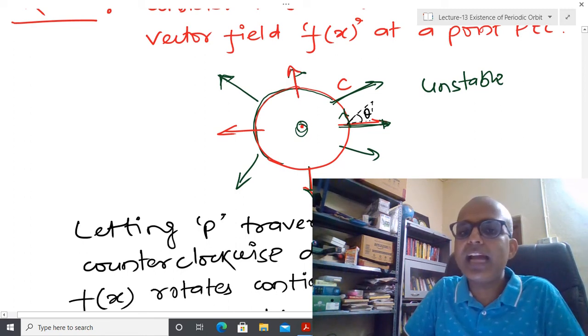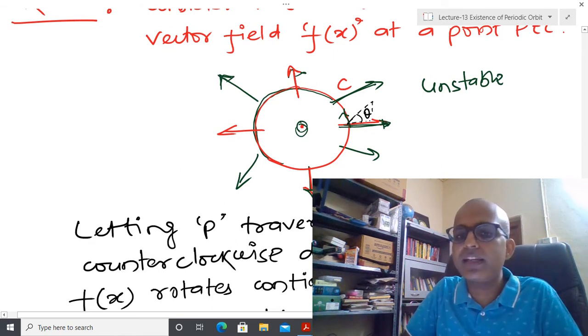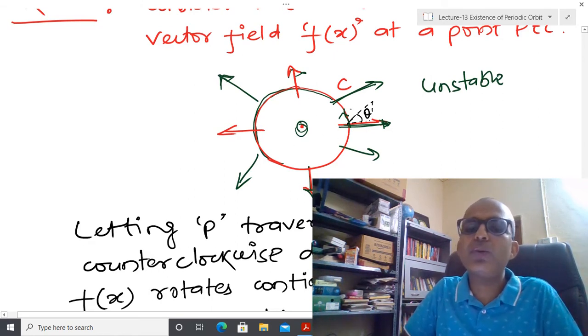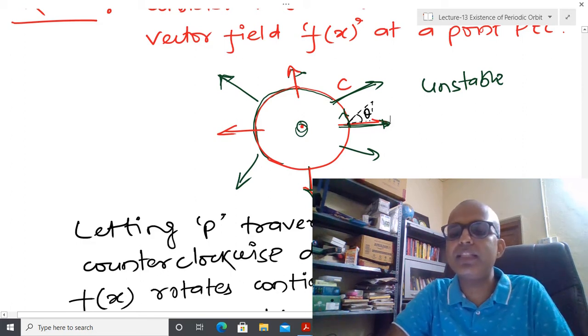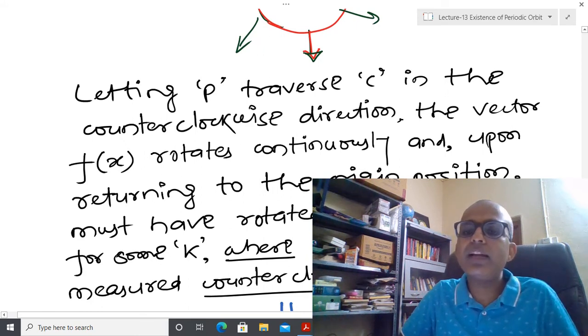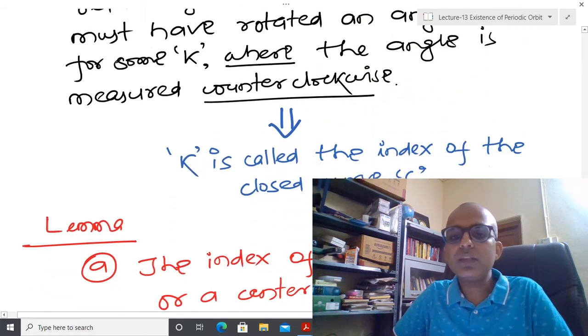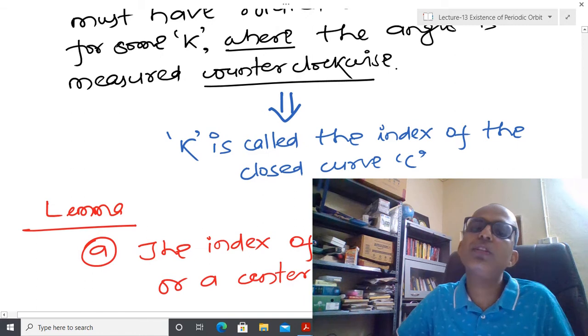Similarly, I can tell that 2 pi k of rotation will again come to the same vector. Either you can take one rotation, two rotations, or n rotations. We are doing rotation in the counterclockwise direction, returning to the same position, and rotating by angle 2 pi k. So one rotation, then two rotations, which is 4 pi, like this. For some k where the angle is measured in the counterclockwise direction, whatever this value k is, it is called the index of that closed curve C.